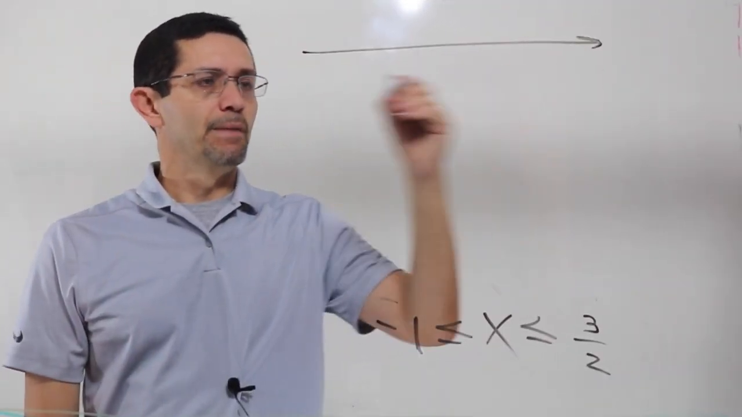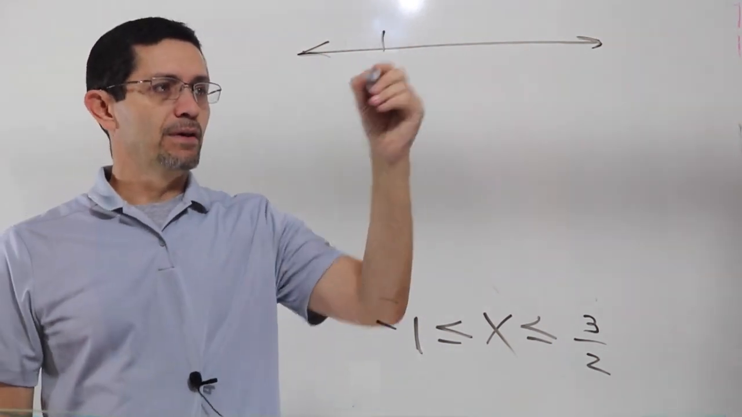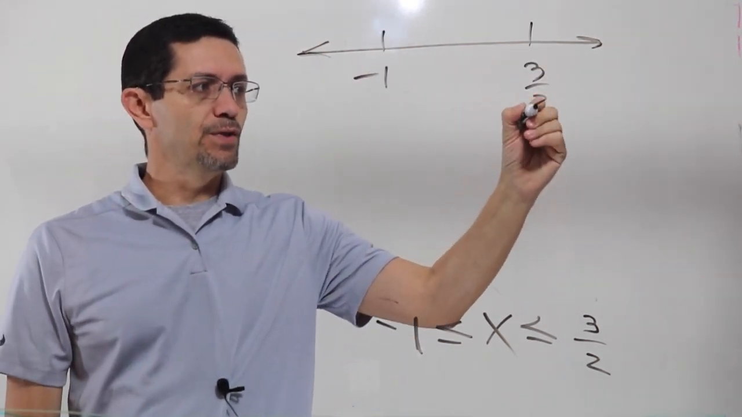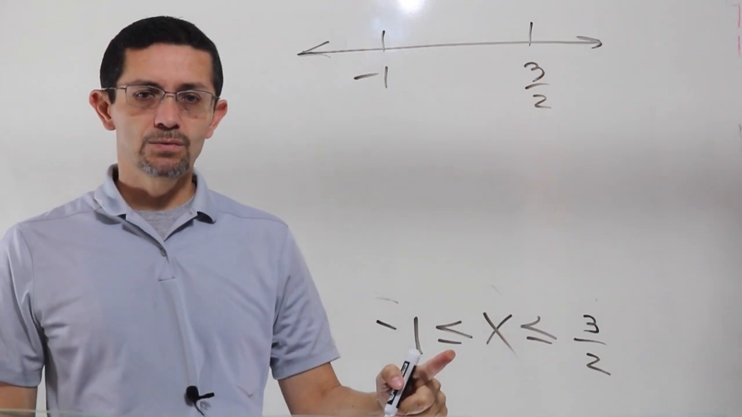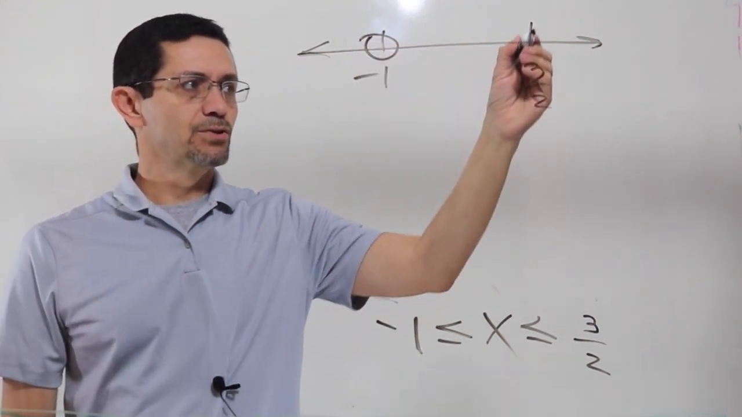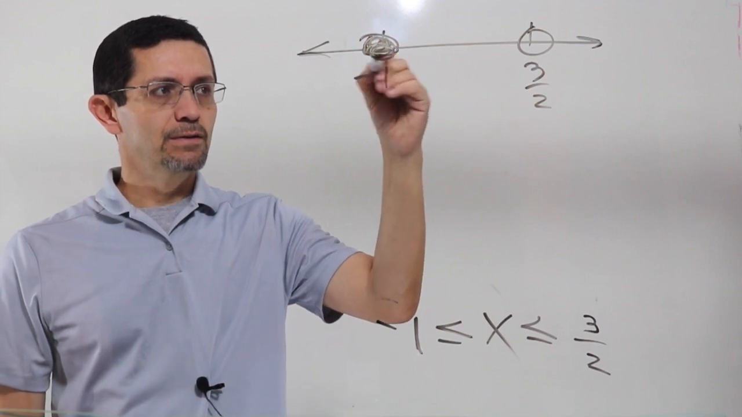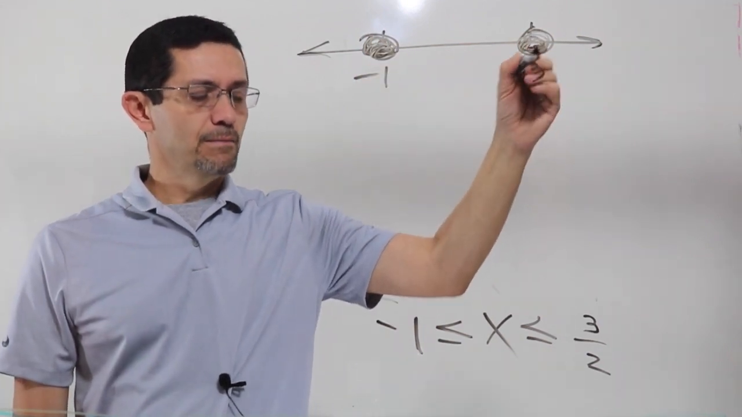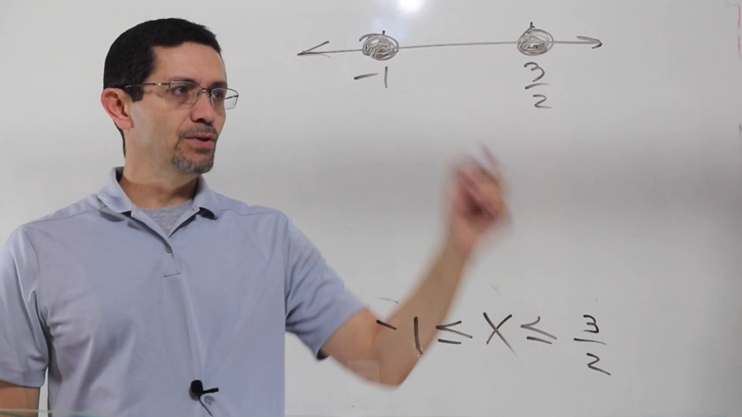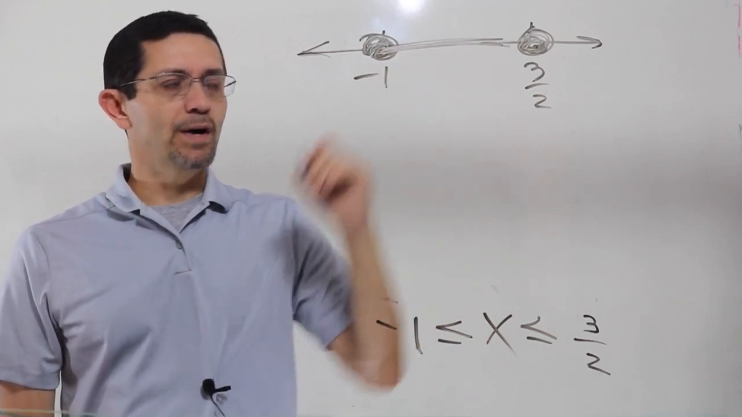So on my number line, I put negative 1 here and 3 over 2 there, right? Because I have an equal underneath every single circle, it's going to be shaded. It's included. And we said that because it's in between the two values, it's in between the two values.